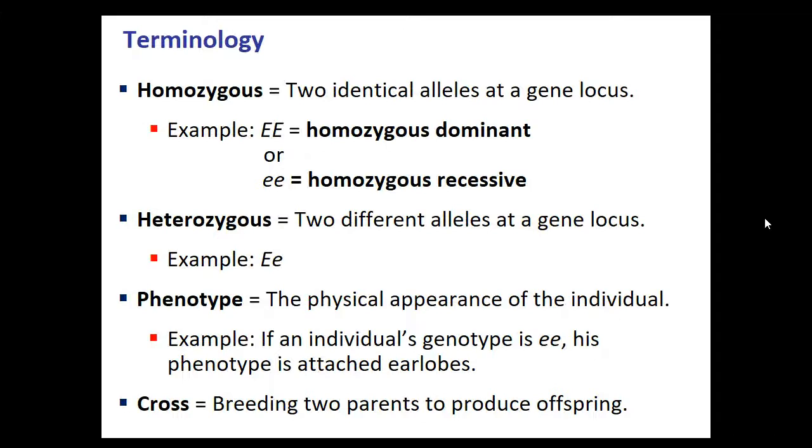This term cross in genetics, a cross just means two parents make babies, make offspring. So if we would say we cross a parent with this genotype with a parent who has this genotype, what would their offspring genotype be? And we'll see how we can predict that in a minute.